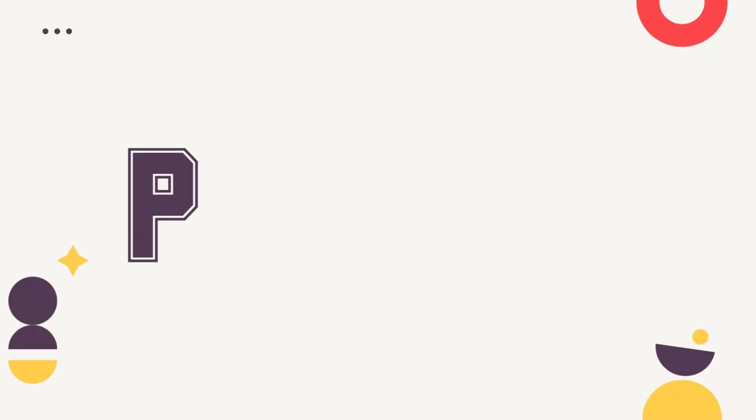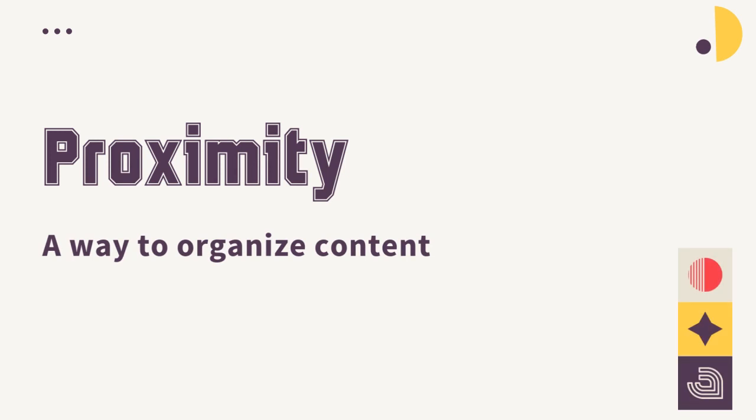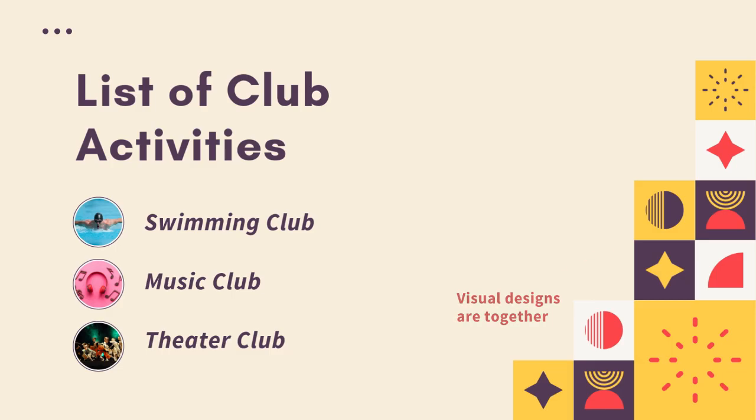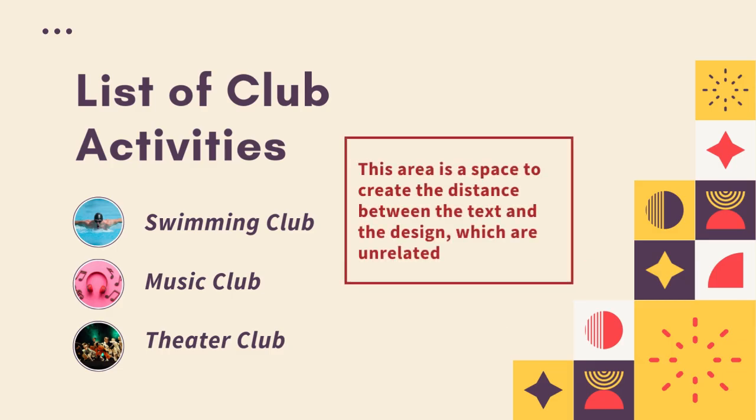And finally, P. P stands for proximity. Proximity is a way to organize content. What makes it unique is that ideas and images in a design that are related with one another are placed together so that the audience can easily see the relationship between them. For unrelated ones, a distance is created between the related ones. You can add white space or any other design elements to visibly see the grouping.